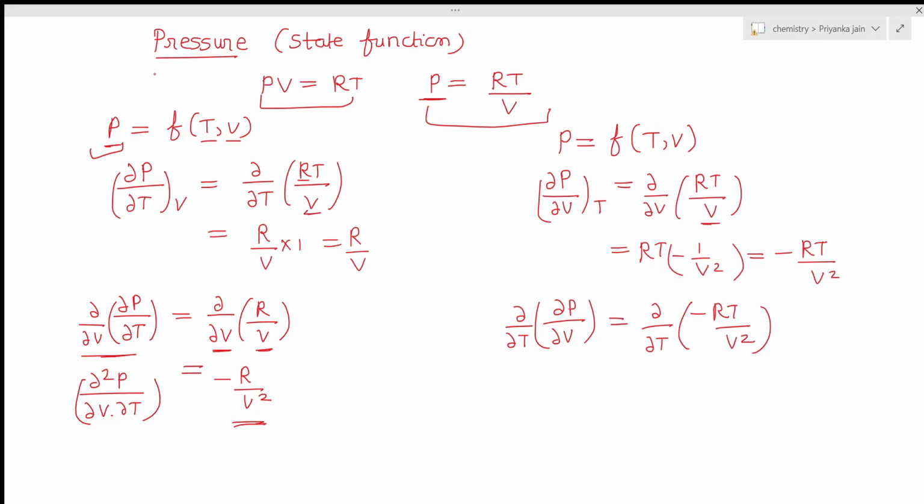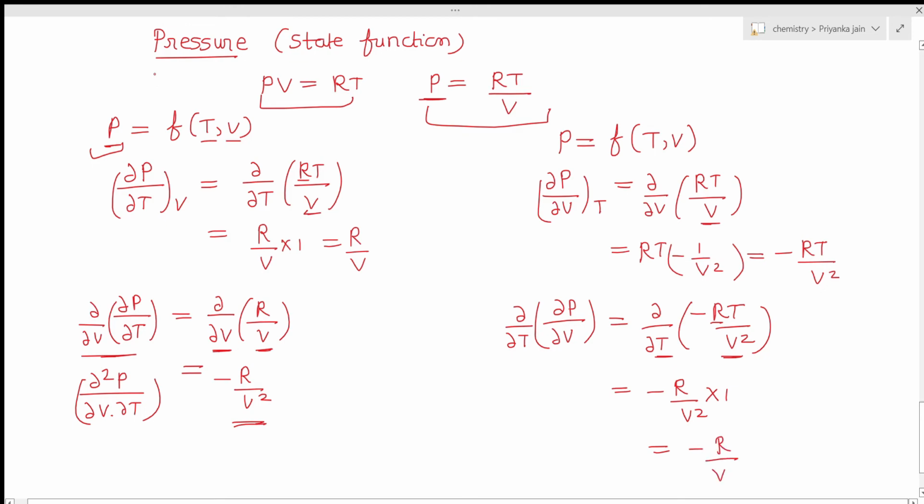Now we are doing the differentiation with respect to temperature. So volume will be constant and R is again a constant. So these terms go outside. Okay. And the differentiation of T with respect to T will be equal to 1. So what are we getting? Minus R/V². This was the second derivative in this manner.